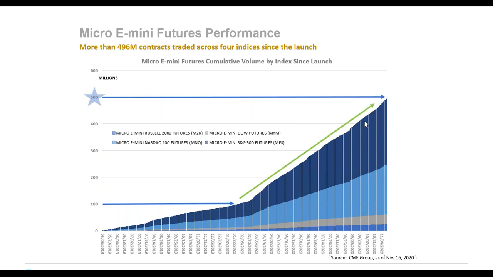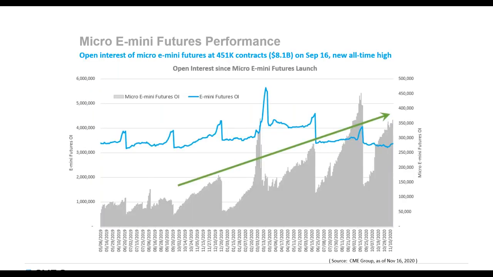So basically, they have launched the micro e-mini index futures. Now, retail investors can trade the Russell, NASDAQ, Dow Jones, and S&P as well. Later I'm going to explain this to you very quickly. This is a comparison between the e-mini and micro e-mini index. The blue one is the e-mini index, and the gray is the micro index futures. You can see that the volume has picked up tremendously over the past few months, and this is a measure of the open interest.